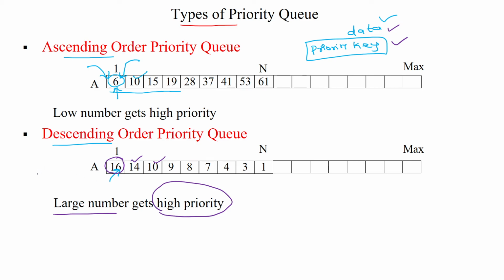So depending upon the nature of the given data, the priority key, either the larger number or the lowest number, will get the highest priority.